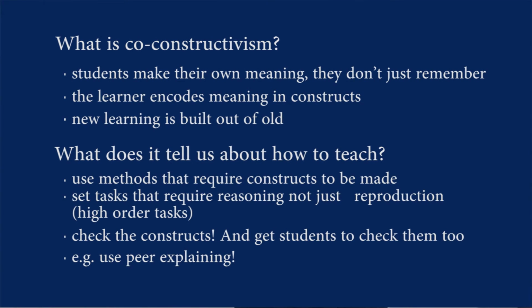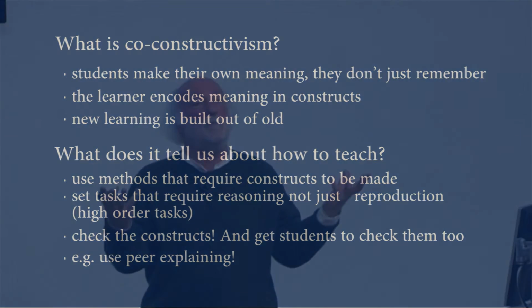Set tasks that require reasoning, not just reproduction. Not just 3 4s are 12, but questions that require students to think. Here are some cards. So I'm going to solve that by a plus or a minus or a division. Students need to be asked questions like why and when and how, not just to repeat back what you've told them. Check the constructs. They will be wrong. So check them. And why not use peer explainers as a little example? But there are millions of methods that require students to form an understanding and get a bit of feedback on them.